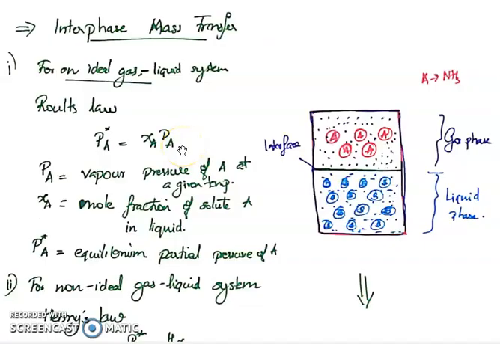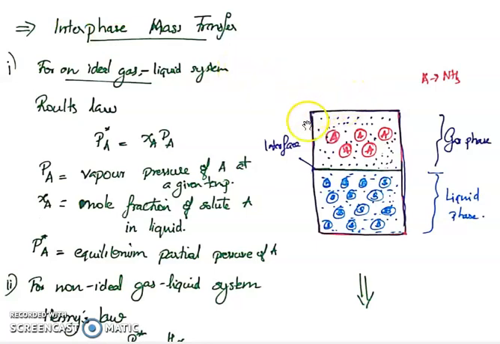Today we will discuss a very interesting topic, interface mass transfer. So what is interface mass transfer? The term interface represents two phases. Interface mass transfer means transfer of molecules from one phase to another. Let us try to understand this with the help of an example.